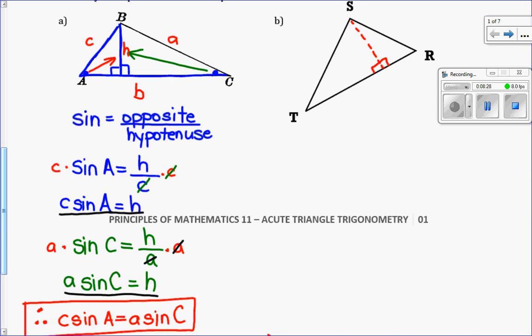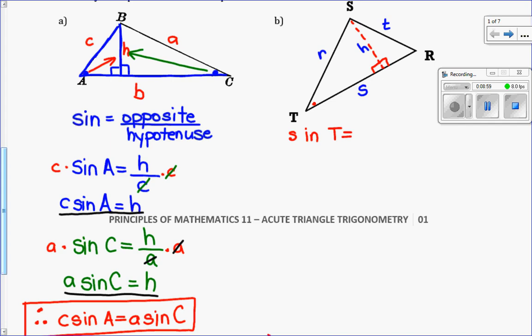This again is the height of my triangle. I'm going to also label that the side directly across from angle T is side T. The side directly across from angle R is side R. And the side directly across from angle S is side S. Okay, and now I can use my trig functions to fill in the sine of T.